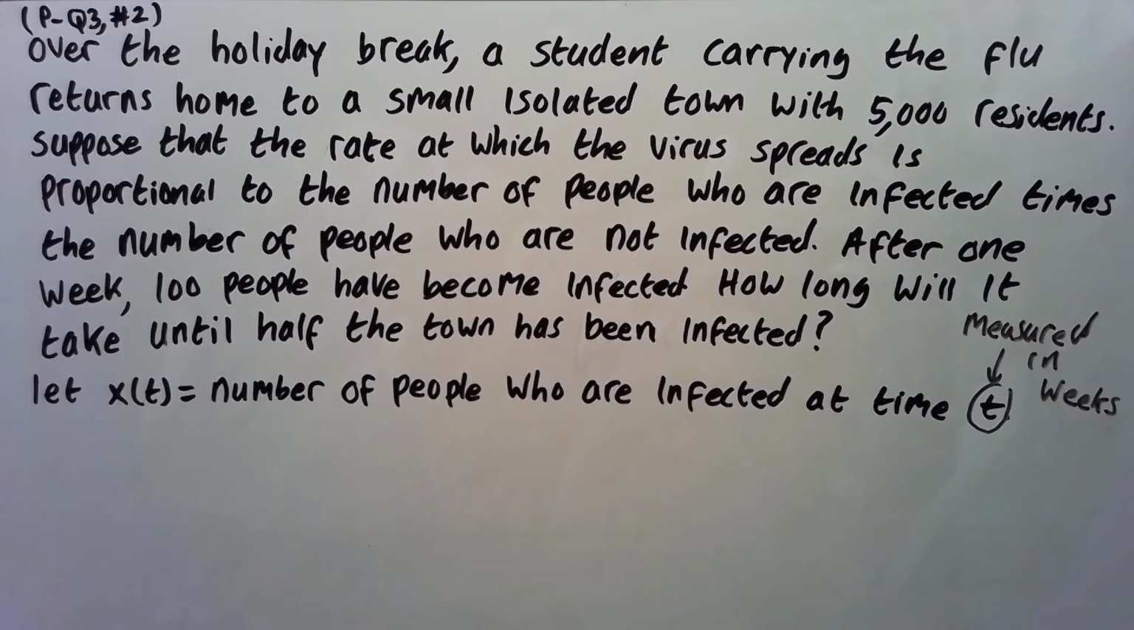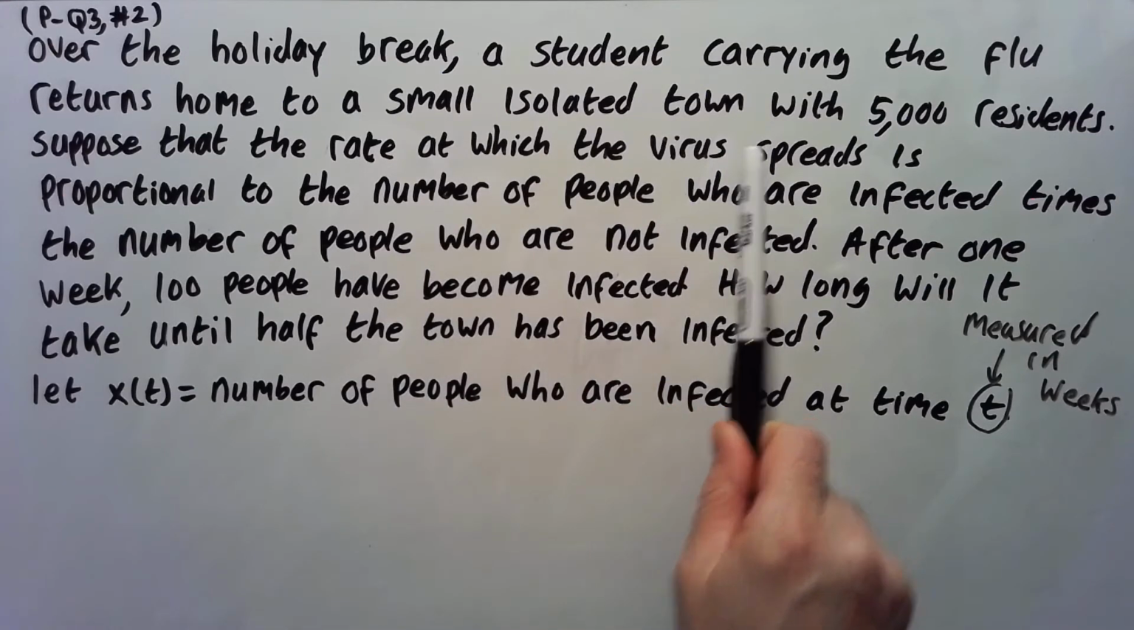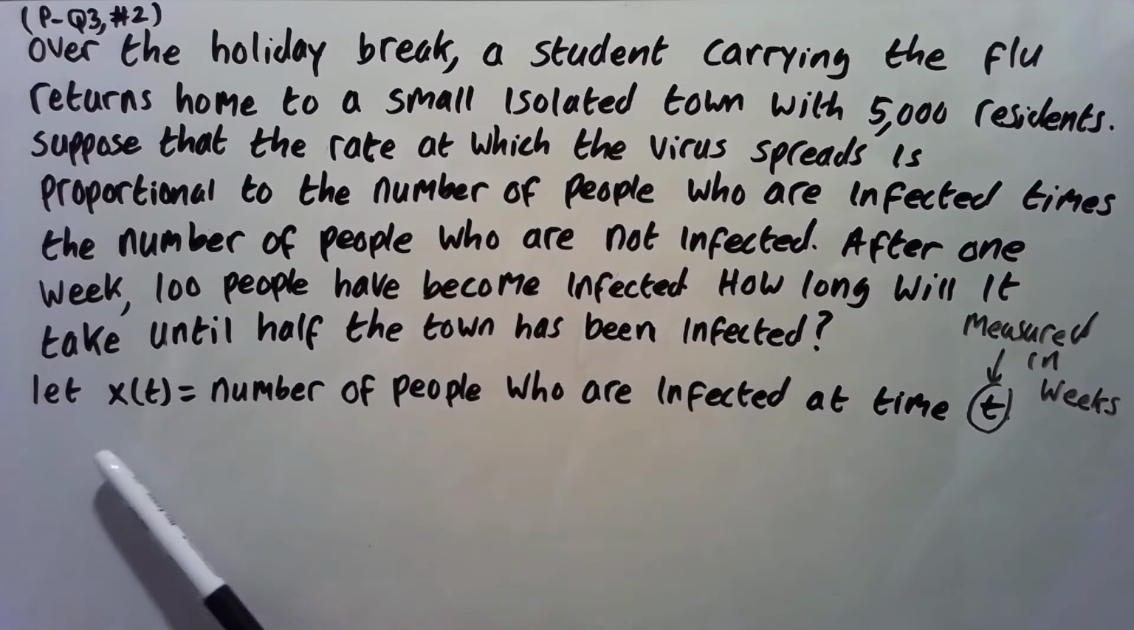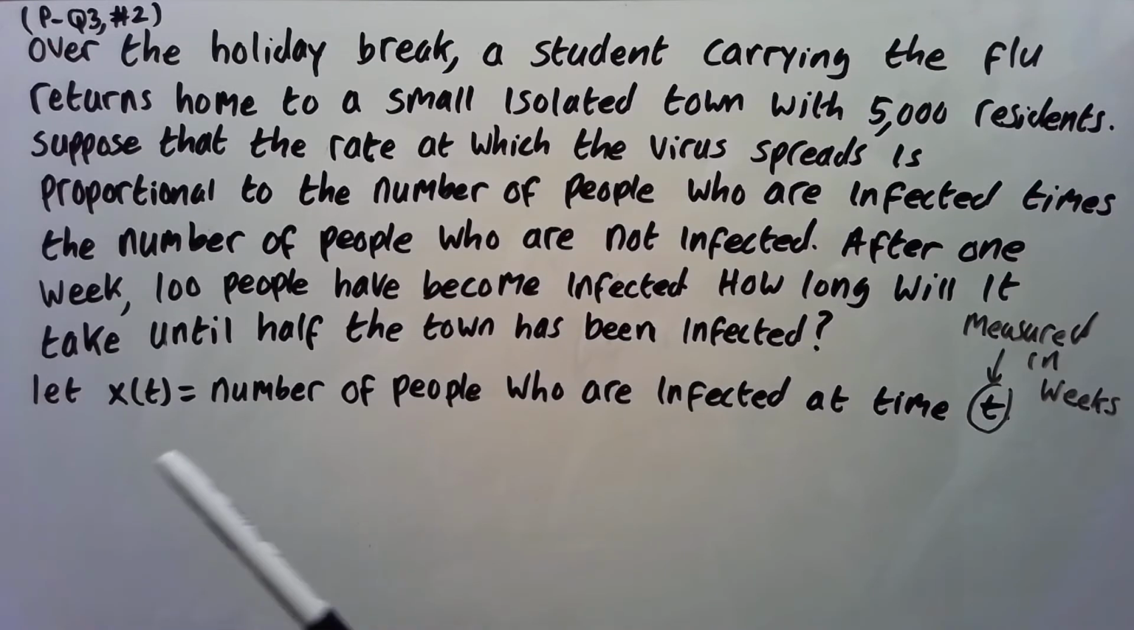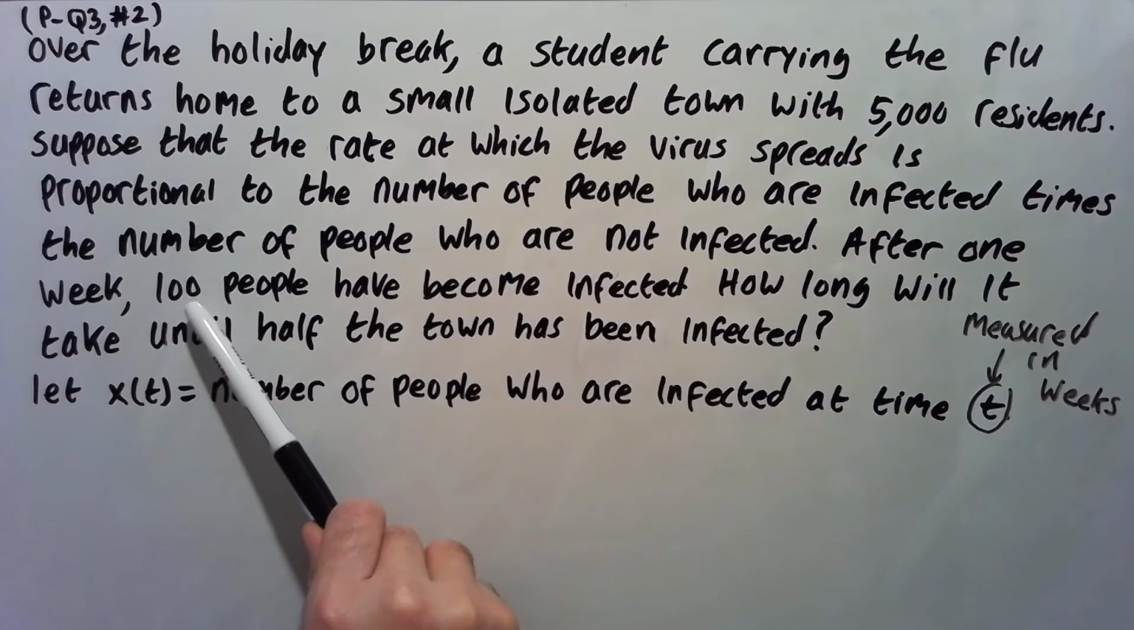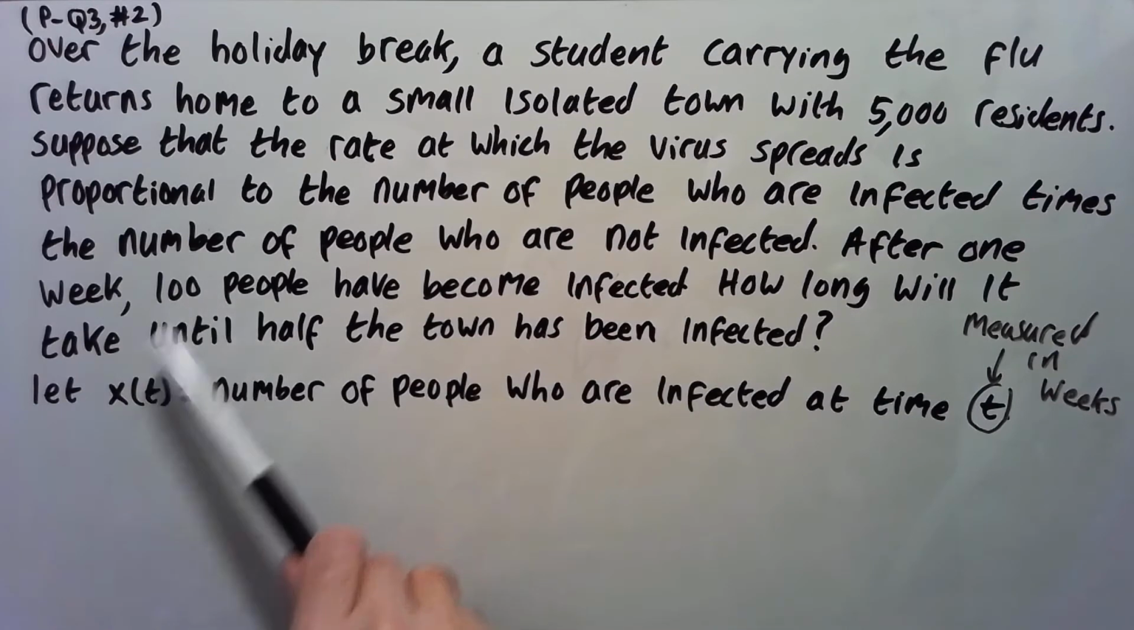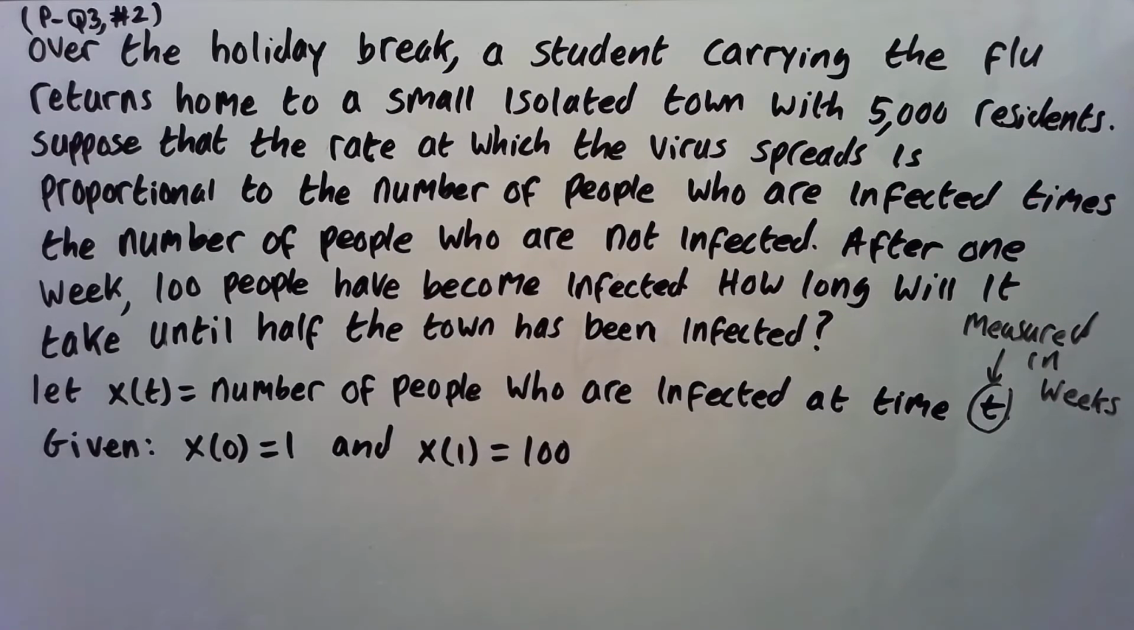So we're given time 0, well, there's one person coming back to the town. So x of 0 would be 1, and after 1 week, x of 1 would be 100 people. Okay, so let me write that here. So again, x of 0 means at time 0 you've got that one student returning home, he has the flu, and then 1 week later 100 people have the flu, so x of 1 would be 100.